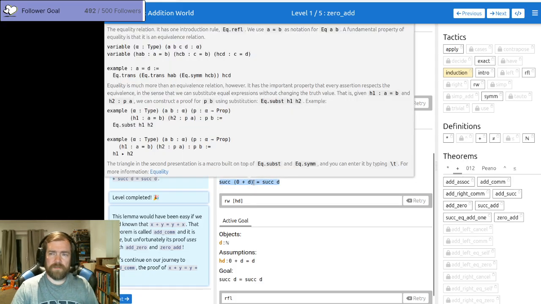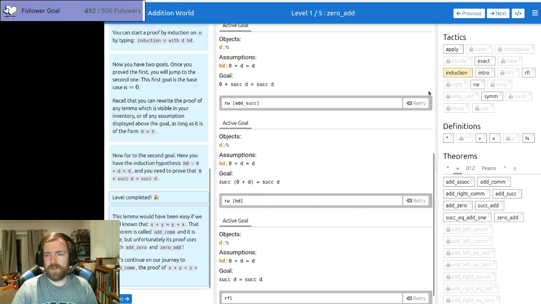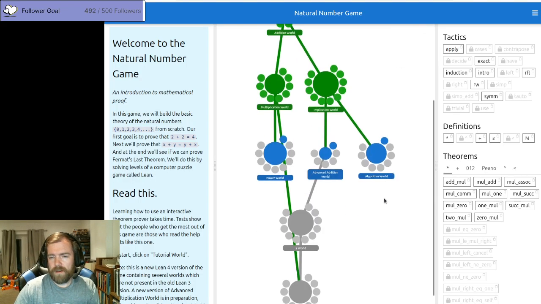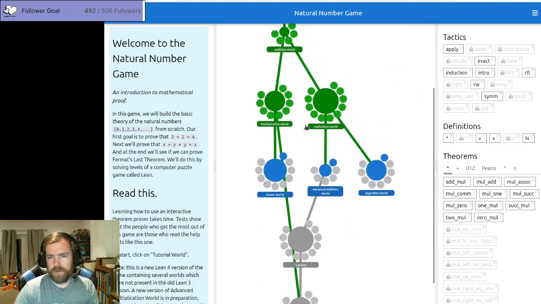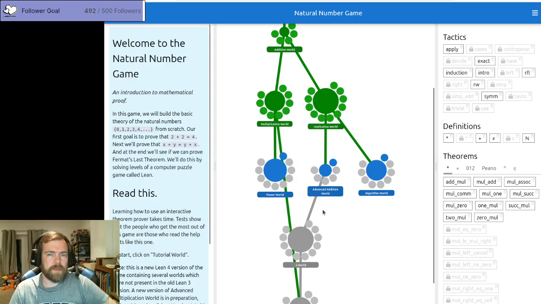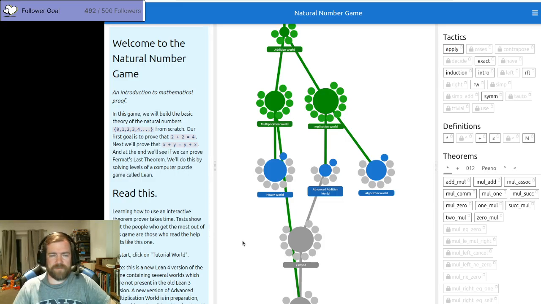So there's all sorts of cool stuff. Like I said, it gives you examples, it gives you the ways in which you can actually plug this stuff in. And we ended up making it through multiplication and implication. I have not seen Power, Advanced Addition, or Algorithm World at all this playthrough, so we'll see how it goes. But yeah, natural number game is very much here's the beginning of a linear, here's the beginning of an abstract algebra class. Go.